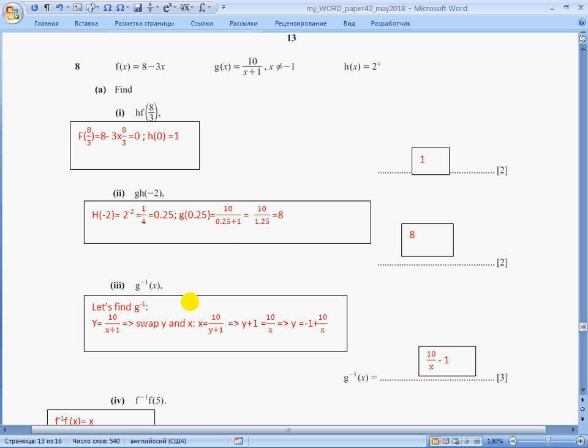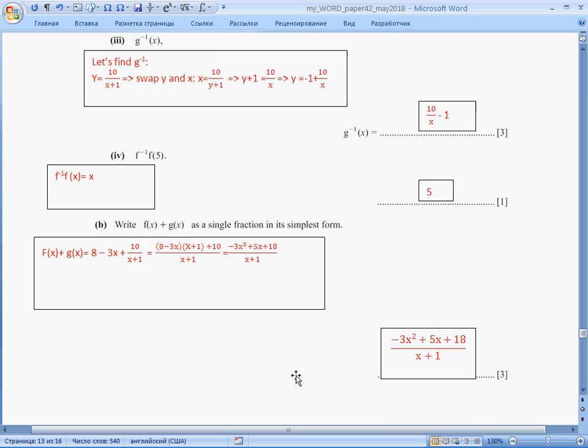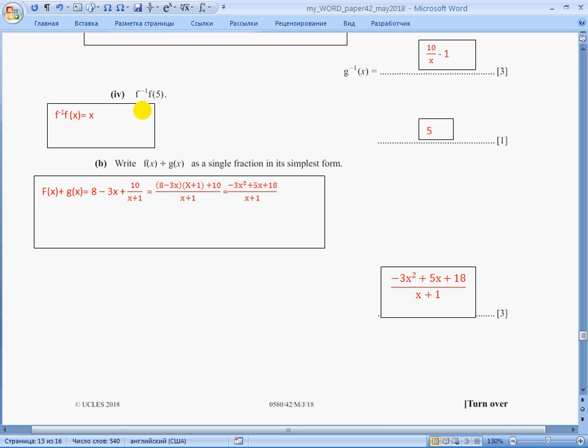8. Inverse function. So to find the inverse function we write y equals 10 divided by x plus 1. We swap x and y and solve for y. So this is the answer. Find this value. So the inverse and the function give us the same value. So 5 becomes 5.